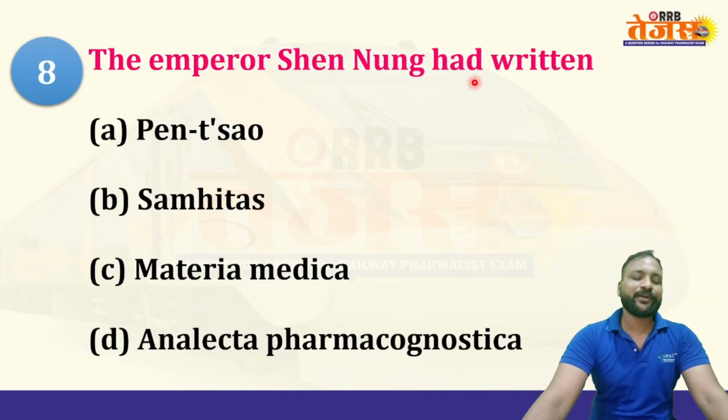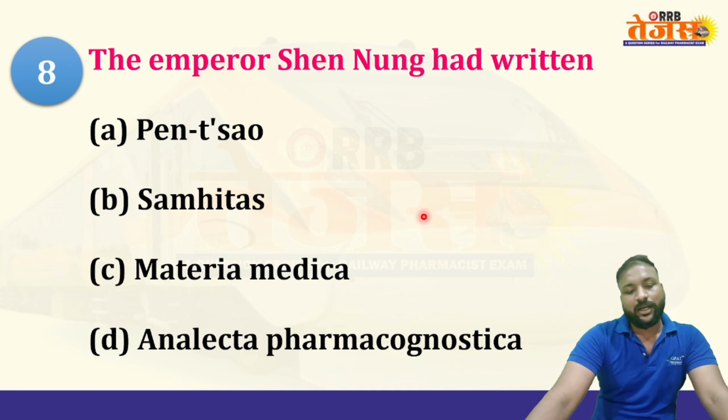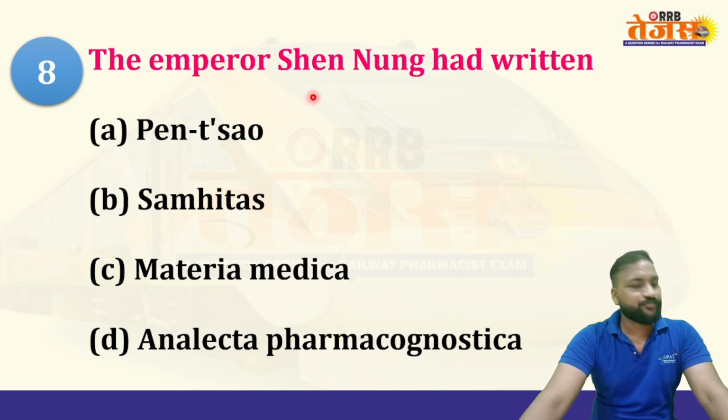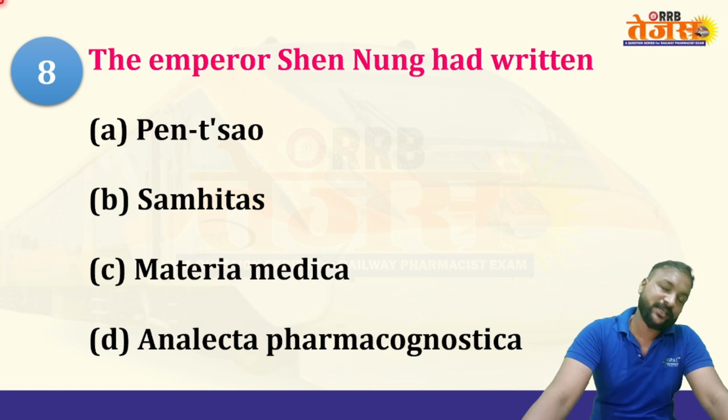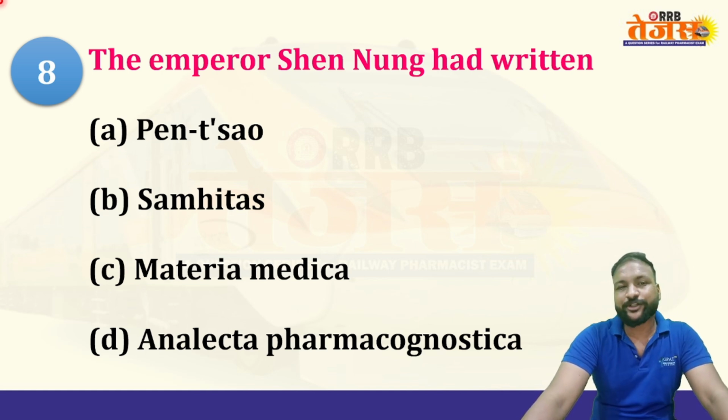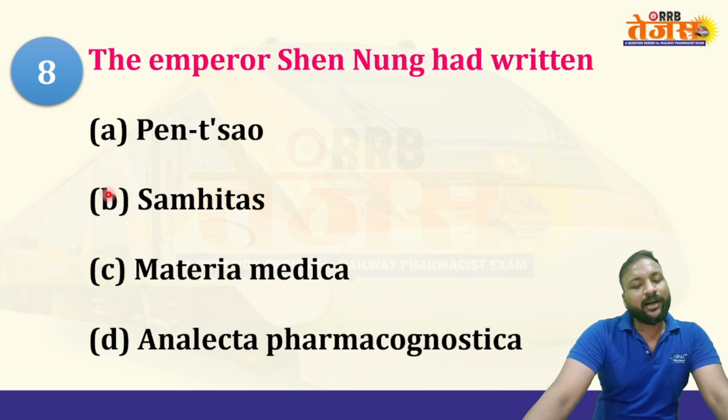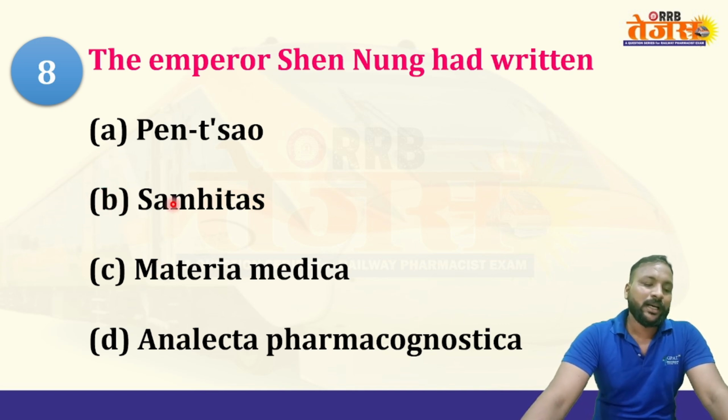Eighth question: the Emperor Shennong had written. Shennong is an important personality with respect to the Chinese system of medicine. I think you people already knew this fact. He wrote a book called Pentisavo, or Samhitas, or Materia Medica, or Analecta Pharmacognostica.